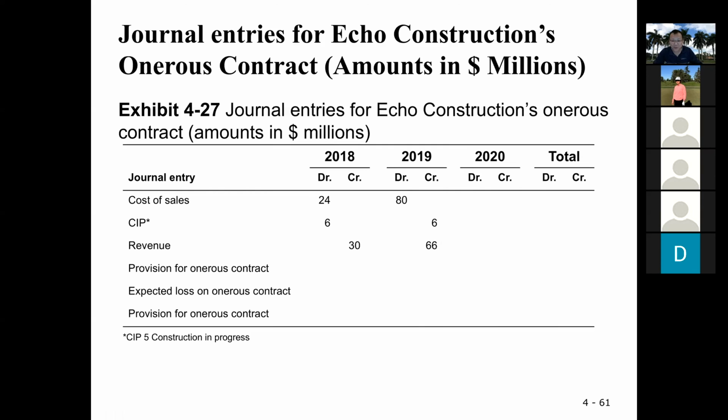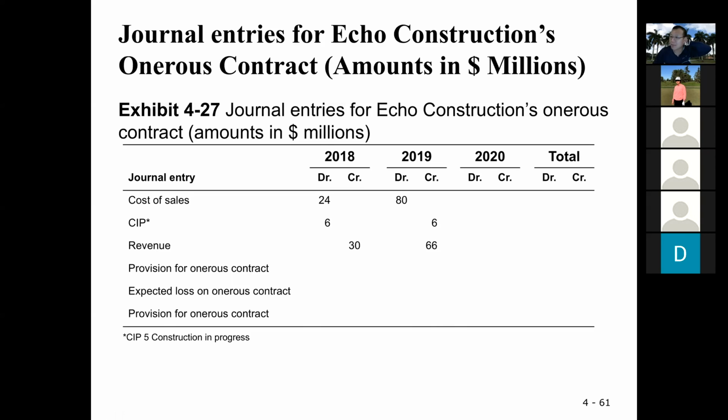Which account should I credit for another 8? I think expected loss on onerous contract. We know that number is 2; remember, we calculated that number. But I need 8. Where do you think I should go? So this is called provision. This is a liability. If you lose, too bad. That's your liability. You have to keep working on the contract. You lose money, that's on you. Does that make sense? So provision is a liability.